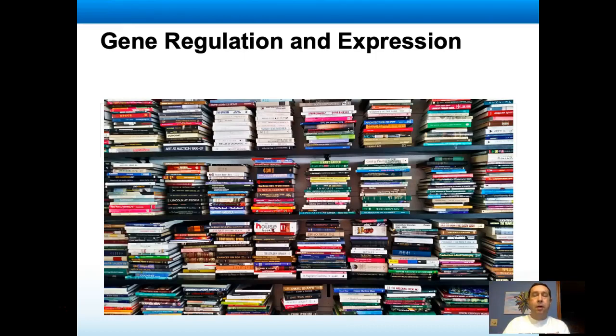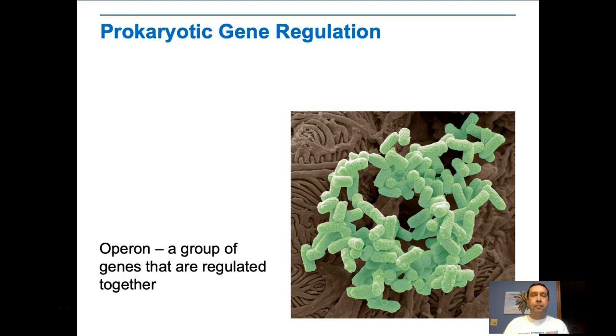In this video, we're going to talk a little bit about how cells regulate which genes get expressed and which ones don't. Because as we know, specialized cells only have to produce certain proteins in order to do their job, not all the proteins that a living thing can make. So let's talk about prokaryotes first.